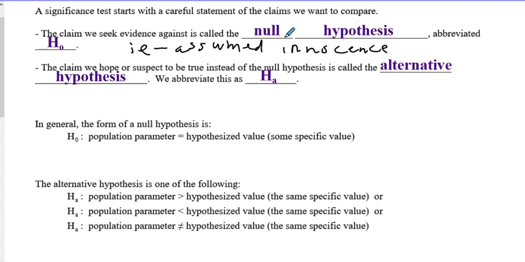Okay. Now, the claim we hope or suspect to be true instead of that is called the alternative hypothesis. Alternative starts with an A, so we call it H-A, ha. We're going to call it ho and ha. Okay, that's what we're going to be referring to. This is, back to our other example, guilty. So, assuming innocence is our null, ho. Proving guilt is our ha.